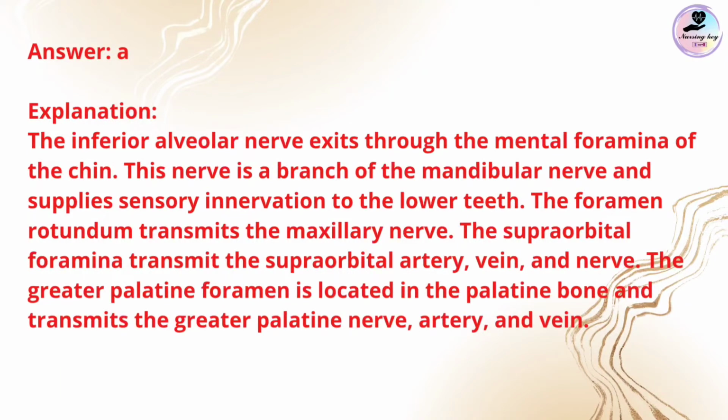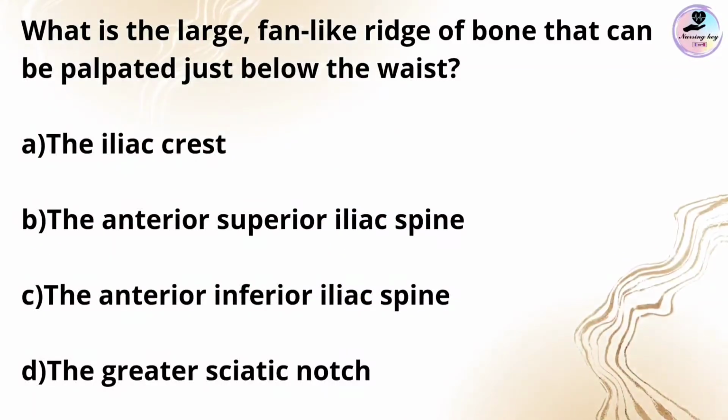This nerve is a branch of the mandibular nerve and supplies sensory innervation to the lower teeth. The foramen rotundum transmits the maxillary nerve. The supraorbital foramen transmits the supraorbital artery, vein and the nerve. The greater palatine foramen is located in the palatine bone and transmits the greater palatine nerve, artery and vein.